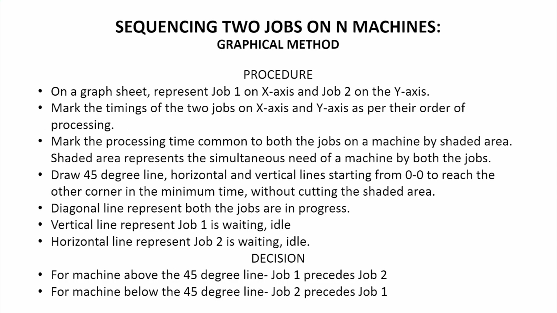The algorithm will read like this. The procedure for doing this is a very simple procedure. On a graph sheet, represent job 1 on the x axis and job 2 on the y axis. Mark the timing of these 2 jobs on the x axis and y axis. Mark the processing times common to both the jobs on a machine by a shaded area. The shaded area represents the simultaneous needs of a machine by both the jobs, and so we should not cross that.